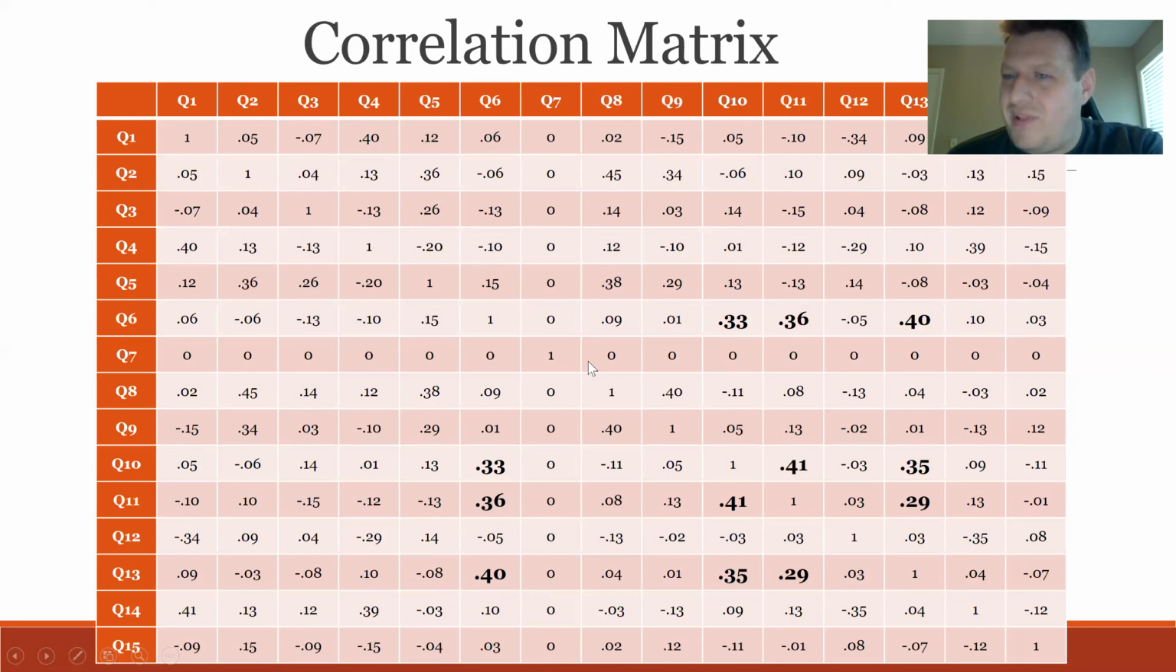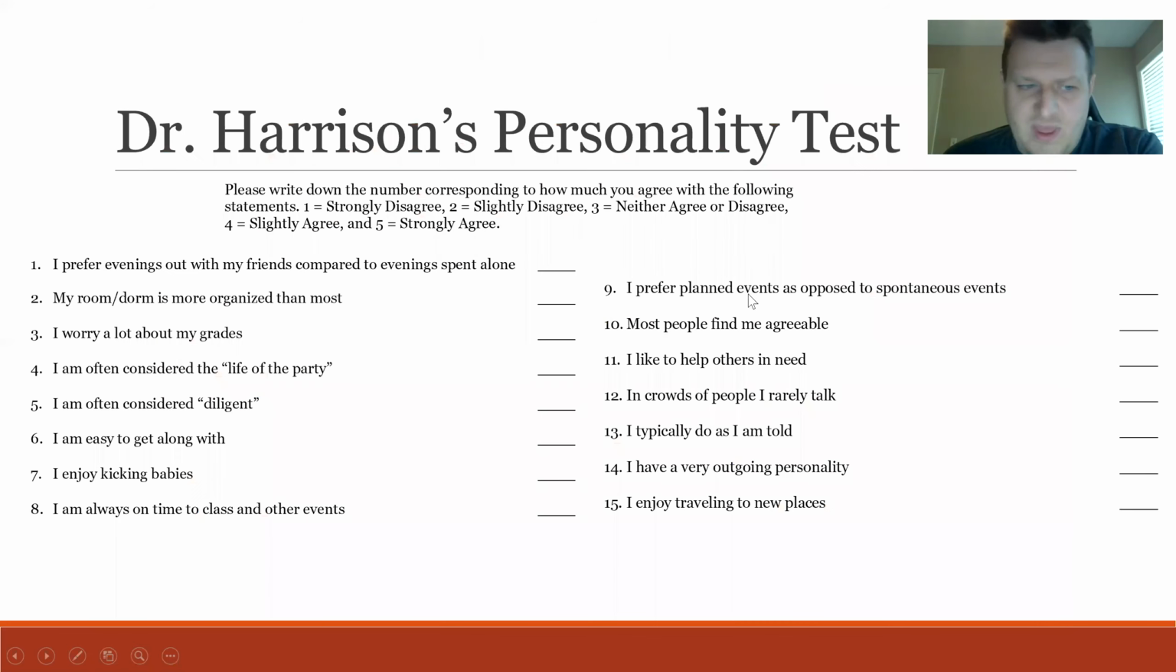But I'm kind of eyeballing it to show you that even beforehand, we might have some evidence that something's going on here, and we might make predictions about what factor analysis is going to tell us. So again, questions 6, 10, 11, and 13 seem to go together. 6, I'm easy to get along with. 10, most people find me agreeable. 11, I like to help others in need. 13, I typically do as I am told. So this seems to be something like agreeableness, okay?